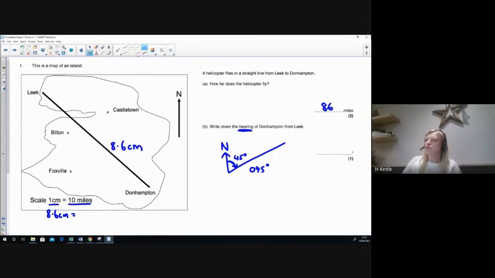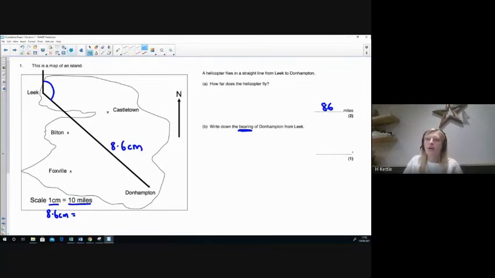Now, if it says write down the bearing of Donhampton from Leek, I need to go from Leek. So I'm going to be measuring from Leek. What we need to do is draw a line going north because that's our starting point. And I want to measure the angle to Donhampton from Leek. So I'm measuring this number of degrees.